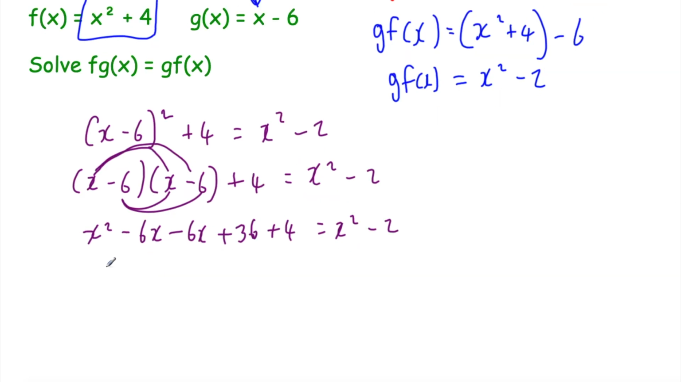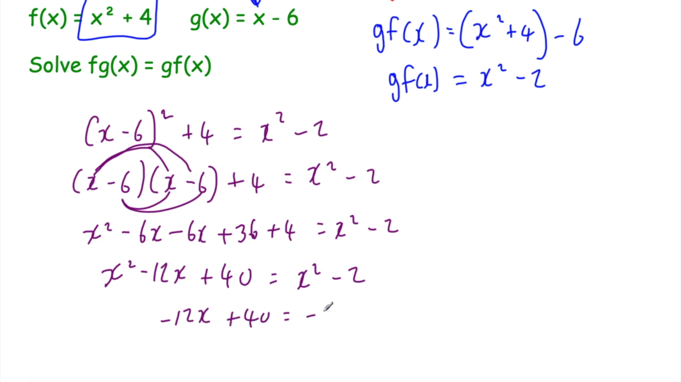Okay, now let's simplify this left-hand side. So we're going to have x squared minus 12x, with 36 plus 4, that's going to be plus 40, and that equals x squared minus 2. Now I want to solve this, so let's get rid of our x squared. Let's take away x squared from both sides. So we're going to get minus 12x plus 40 equals minus 2.